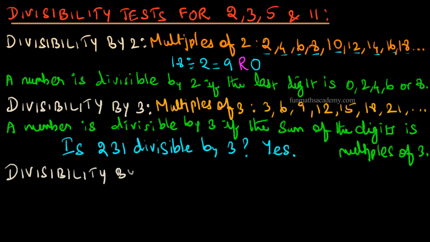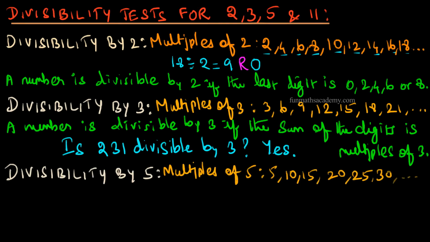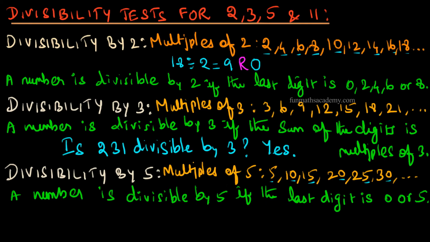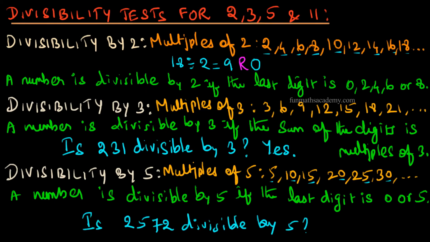Next, the divisibility rule for 5. When multiples of 5 are observed, we see a pattern here. When the ones digit is either 0 or 5, the number is divisible by 5. For example, is the number 2572 divisible by 5? No, because there is no 0 or 5 in the ones place.